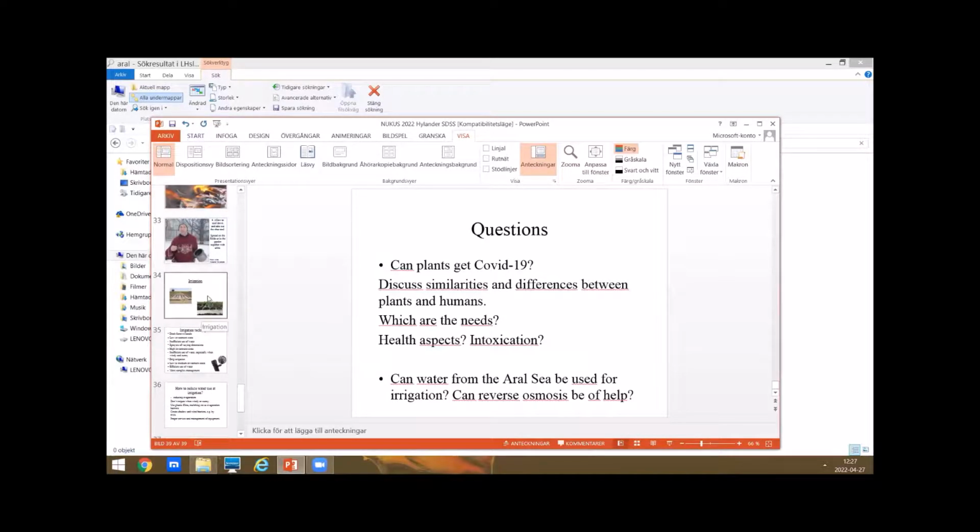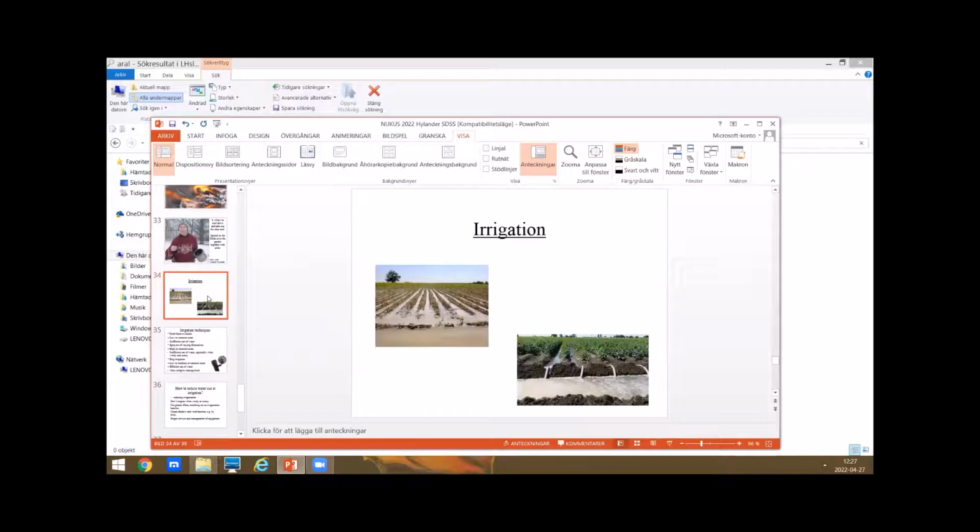And as Bosse said here, evaporation increases the salt content in the soil or in the water. And to reduce the evaporation, we'll look at some possible ways to reduce the evaporation. There are also different ways to irrigate.